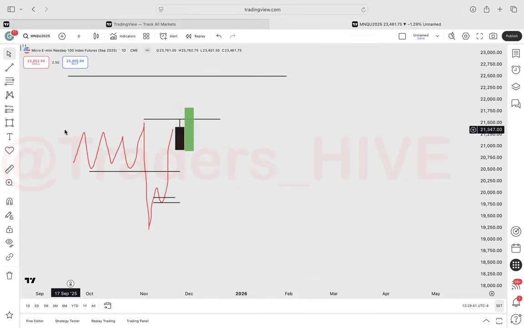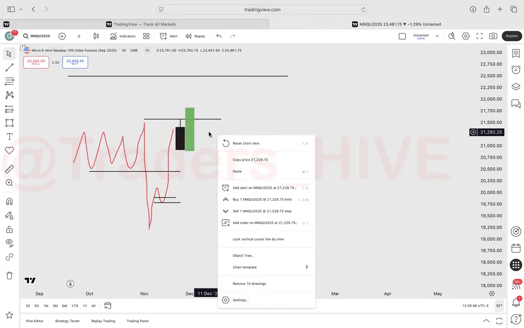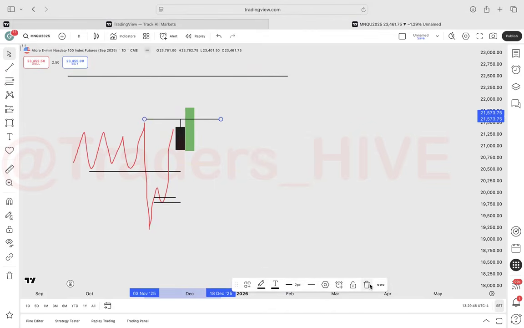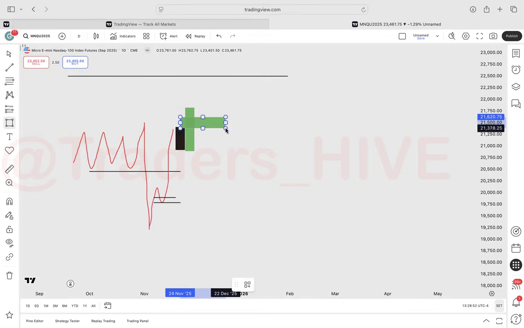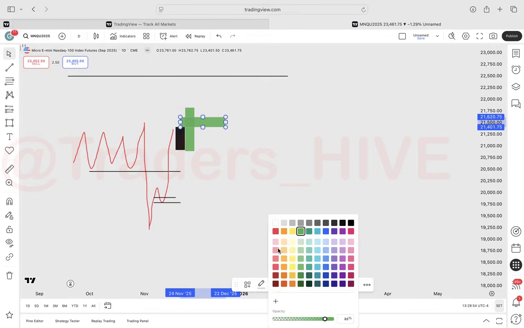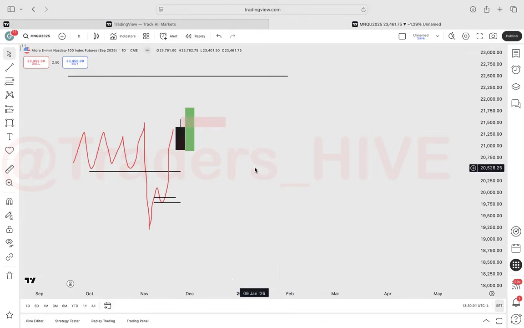Okay. My EOB zone, again, is going to be, let me take this off. My EOB zone is going to be wick to body. I extend that level out in time. So when you see me draw out a zone on a candle wick, that's what I'm drawing. I'm just drawing an EOB zone.